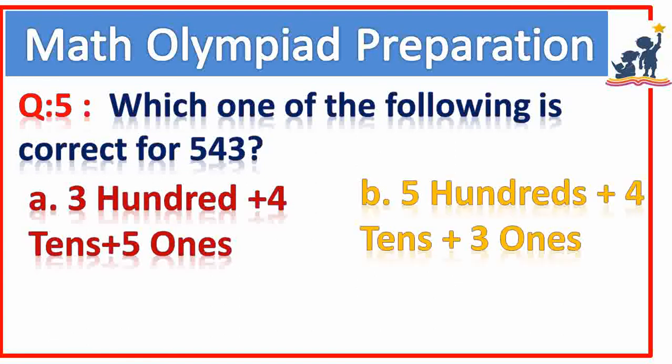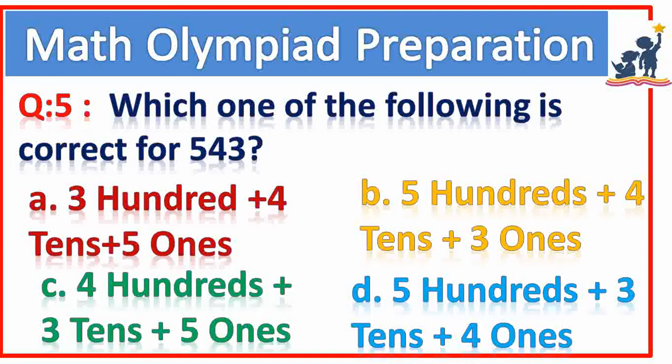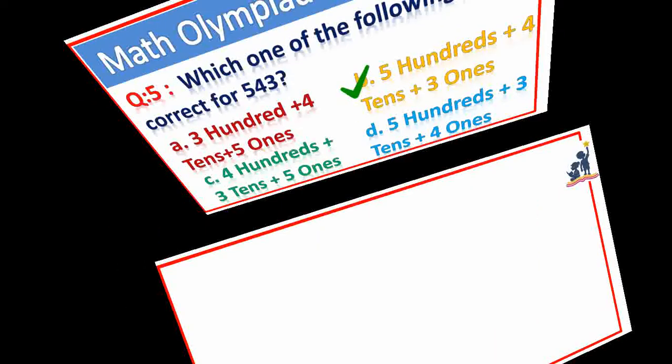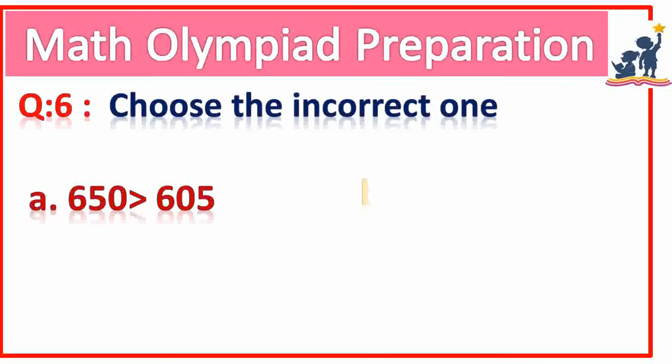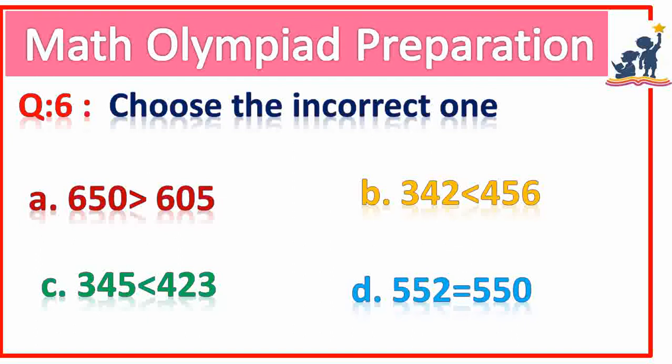Question number 5. Which one of the following is correct for 543? 500 plus 4 tens plus 3 ones. Yes, good. Option B. 500 plus 4 tens plus 3 ones. Question number 6. Choose the incorrect one. Answer D. 552 is equal to 550. Yes, good.